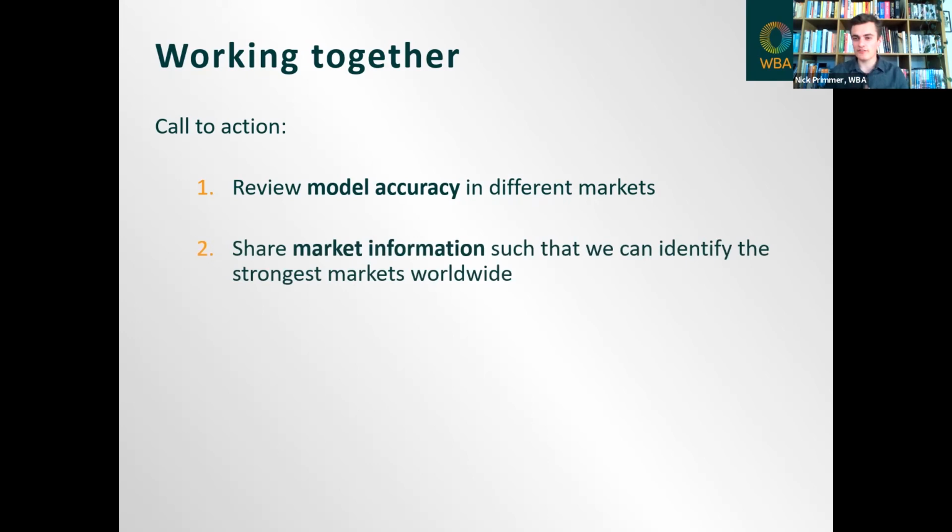Also, share that market information. From the last presentation, all of that information about the wholesale energy price and the government subsidies available, if you know how much money you're getting for that biomethane, that can be fed into the model too. So we can start looking at the return on investment and start identifying the strongest markets worldwide and where AD makes the most sense commercially already.